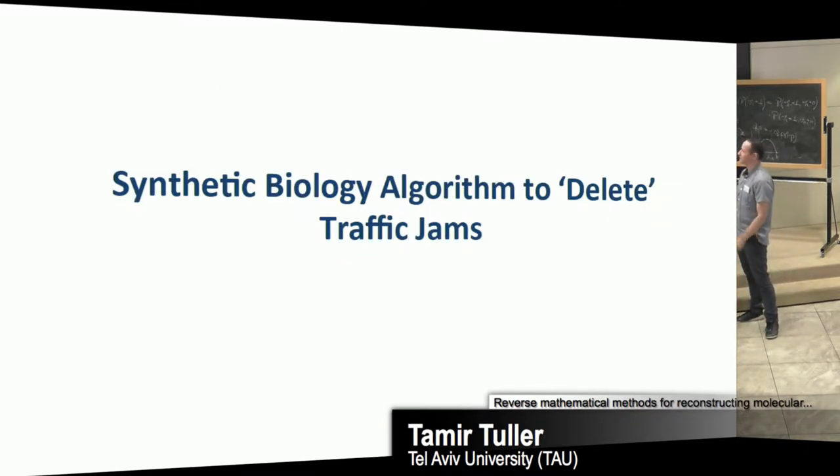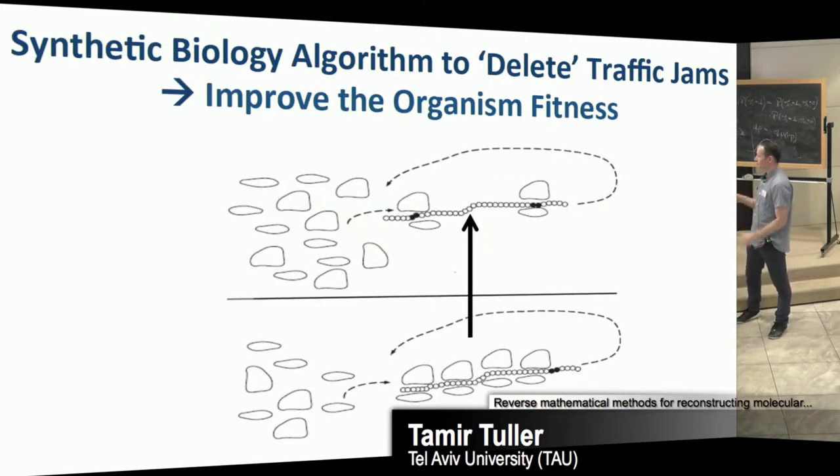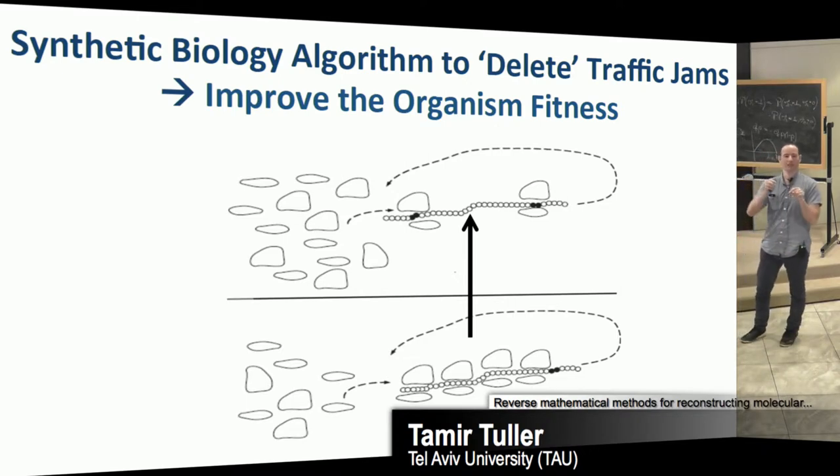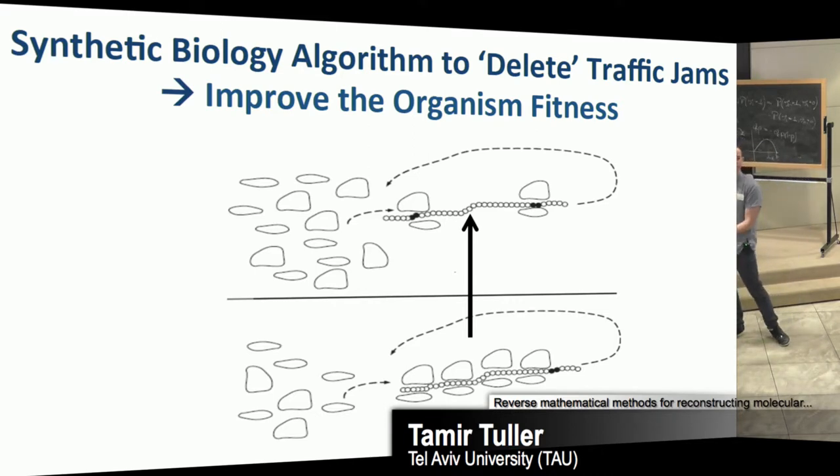Okay, so this is interesting and related to the previous talks. One synthetic biology algorithm that we suggested is as follows. Based on whole cell simulation, let's try to delete traffic jams, okay? People mentioned that traffic jam is problematic and related to growth rate. It consumes the energy of the cell. Actually, most of the energy of the cell is related to translation. So if we can delete traffic jams, maybe we can improve the growth rate of cells, and this is important from the biotechnological point of view, okay?